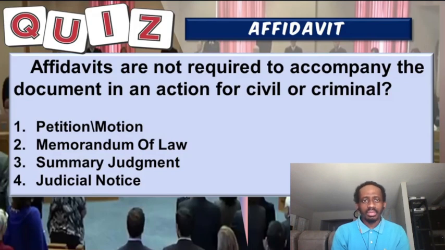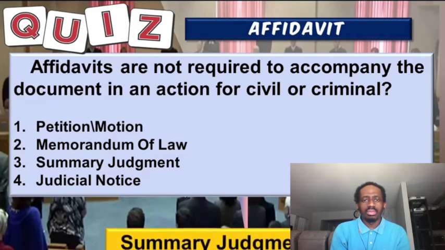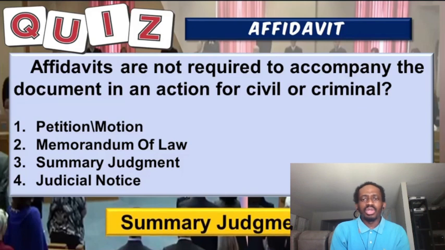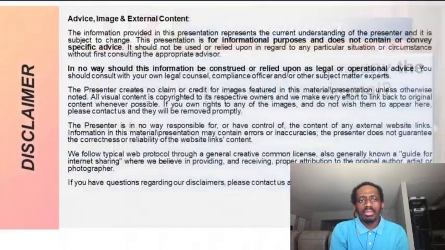Okay. What are affidavits? When are affidavits not required to accompany documents in civil or criminal action? In the case of child support, it's both civil and criminal. So the first choice is petition/motion. I did not know that. Number 2, memorandum of law. Number 3, summary judgment. Number 4, judicial notice. So the question is, when are affidavits not required for which instrument you file in the court? And the answer to that is summary judgment. What does that even mean? You're not required to have an affidavit with a summary judgment, but you are required for the other instruments.